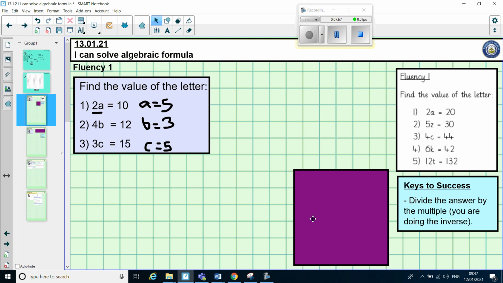So for question 1, a equals 10. Question 2, z equals 6. Question 3, c equals 11. Question 4, k equals 7. And question 5, t equals 11.